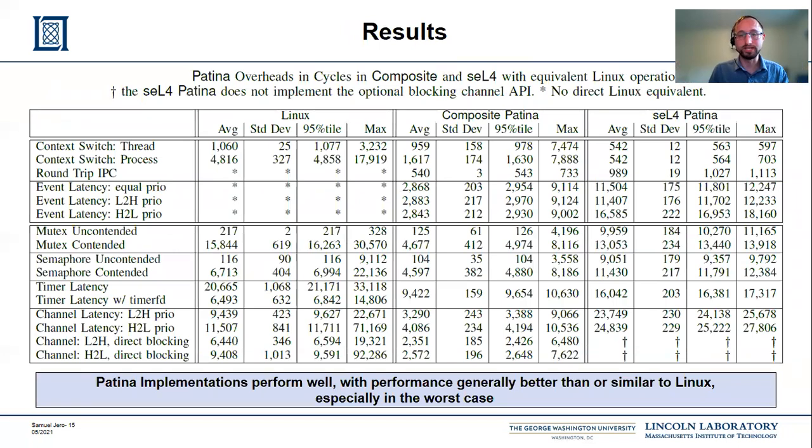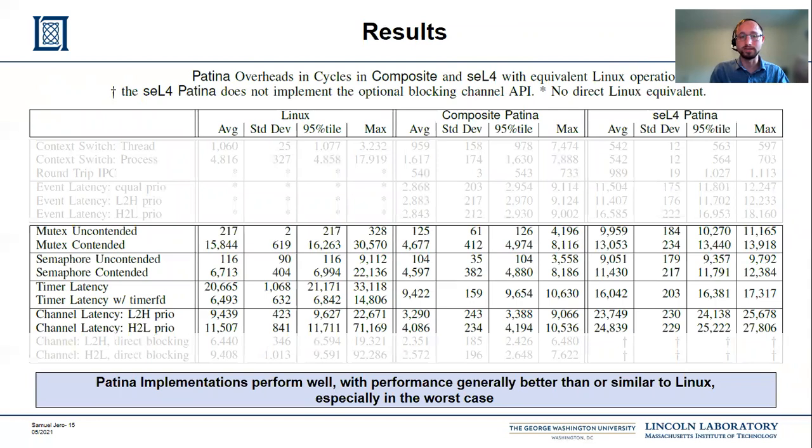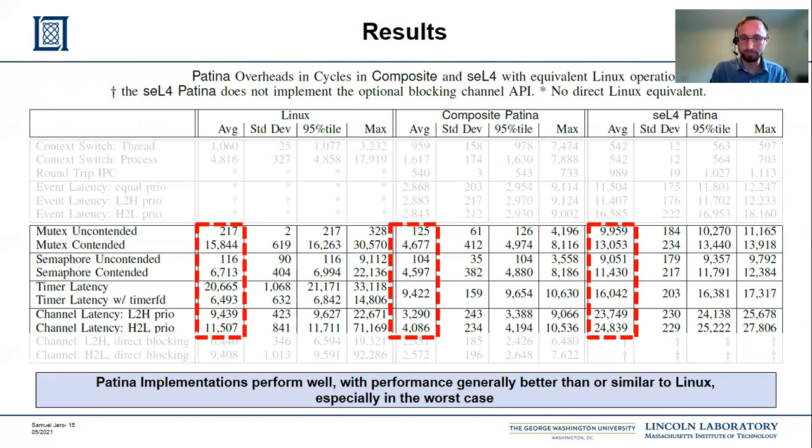This chart shows a complete list of all of our results and is absolutely overwhelming. So we're going to simplify it initially by focusing on just the core API primitive results here. Now, even this is still overwhelming. So we'll start by focusing on the average case performance. And what we see here is that our Composite Patina pretty much clearly outperforms our Linux implementation. Things are a little bit more mixed in our SEL4 Patina, where channels and uncontended mutexes and semaphores are slower, and contended mutexes and semaphores and timers are faster.